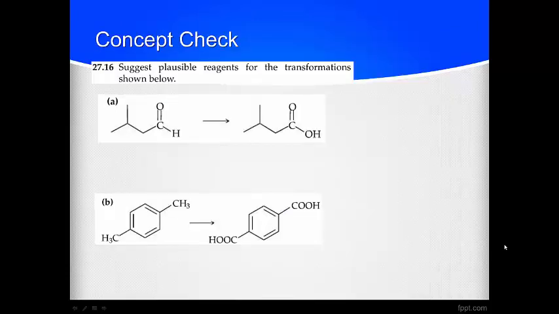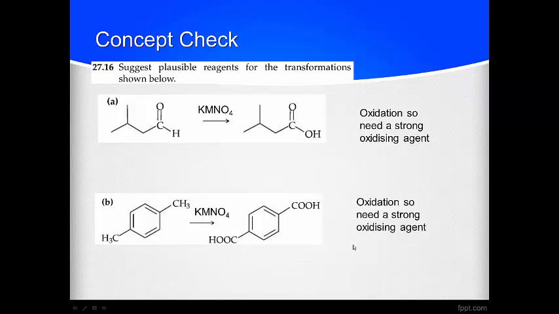Okay, so let's have a go at the concept check. Suggest plausible reagents for the transformations shown below. We're going from an aldehyde to a carboxylic acid, so we're going to need a strong oxidizing agent, potassium permanganate. Here we've got two CH3, so again a strong oxidizing agent, potassium permanganate.